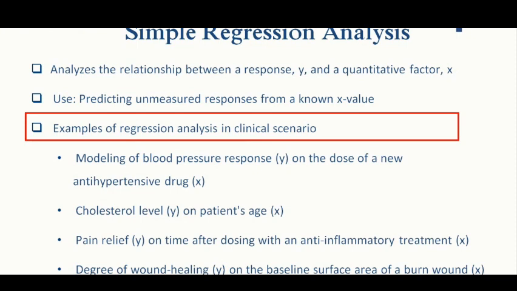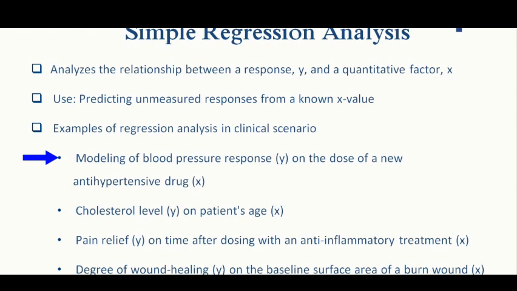Some of the examples of regression analysis are as follows. Modeling of blood pressure response Y on the dose of a new antihypertensive drug. How is the drug effective in reducing the blood pressure? So, that kind of relationship or dependence you want to observe, then you consider this regression. Similarly, cholesterol level Y on patient's age X, pain relief Y on time after dosing with an anti-inflammatory treatment, degree of wound healing on the baseline surface area of a burn wound. There could be several, thousands of examples of binary regression context.